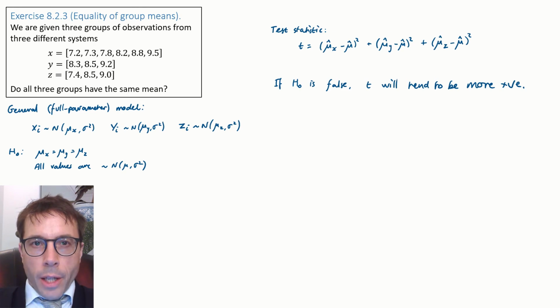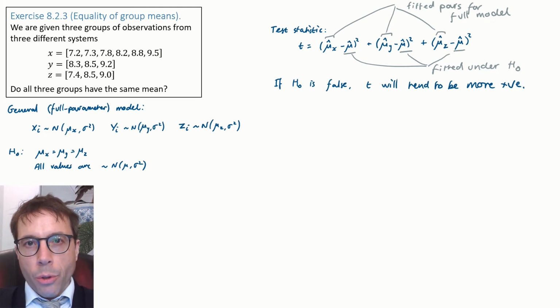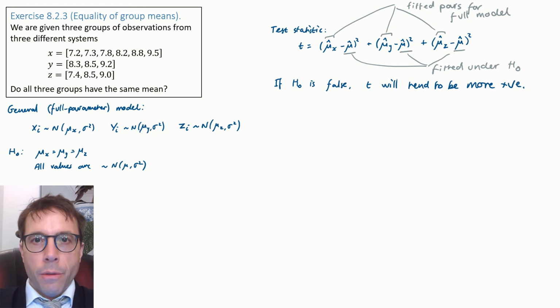Just to comment here, this test statistic is made up out of maximum likelihood parameters, 3 of them estimated from the general model, and mu hat estimated from the h0 model. It's always a good idea to play around with maximum likelihood estimators if you're looking for inspiration about what to use as your test statistic.